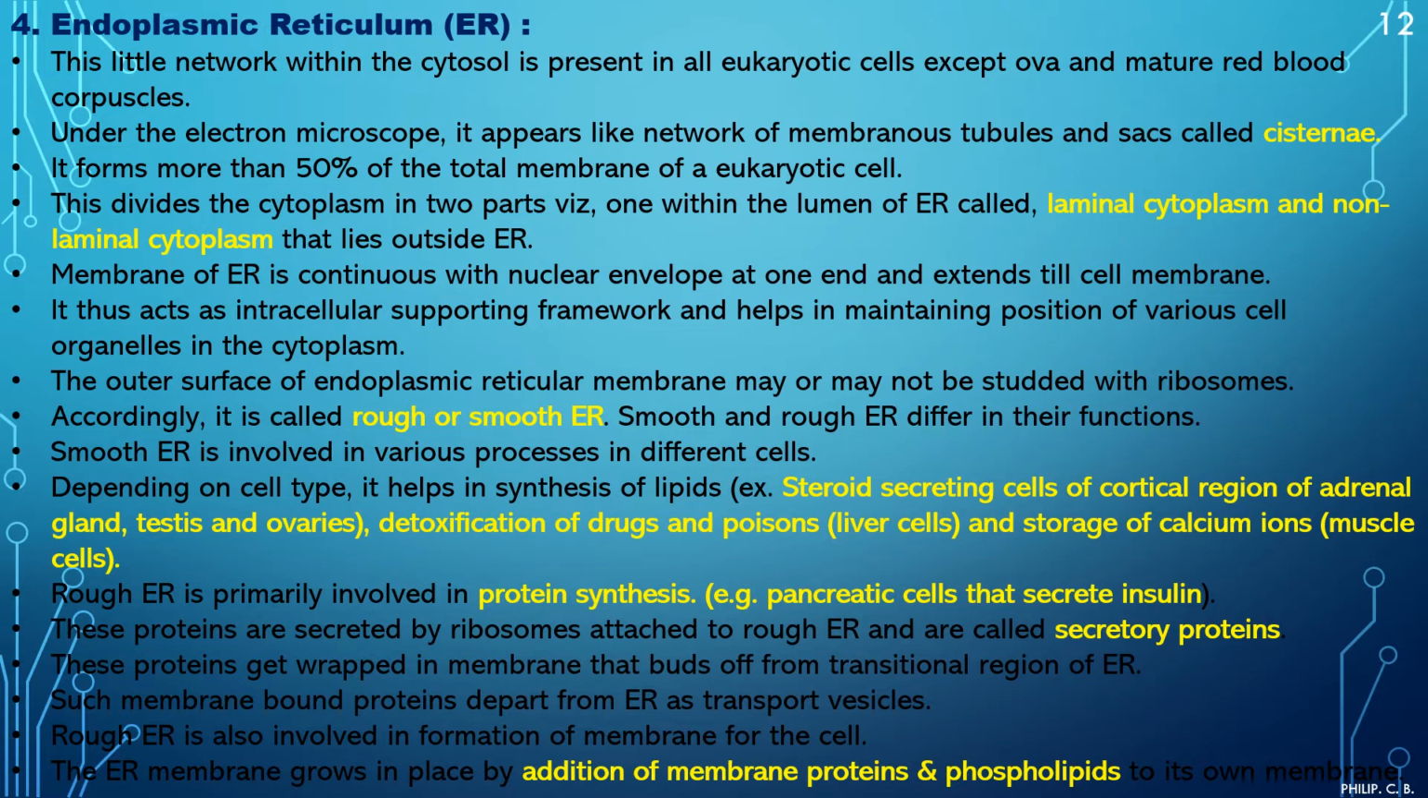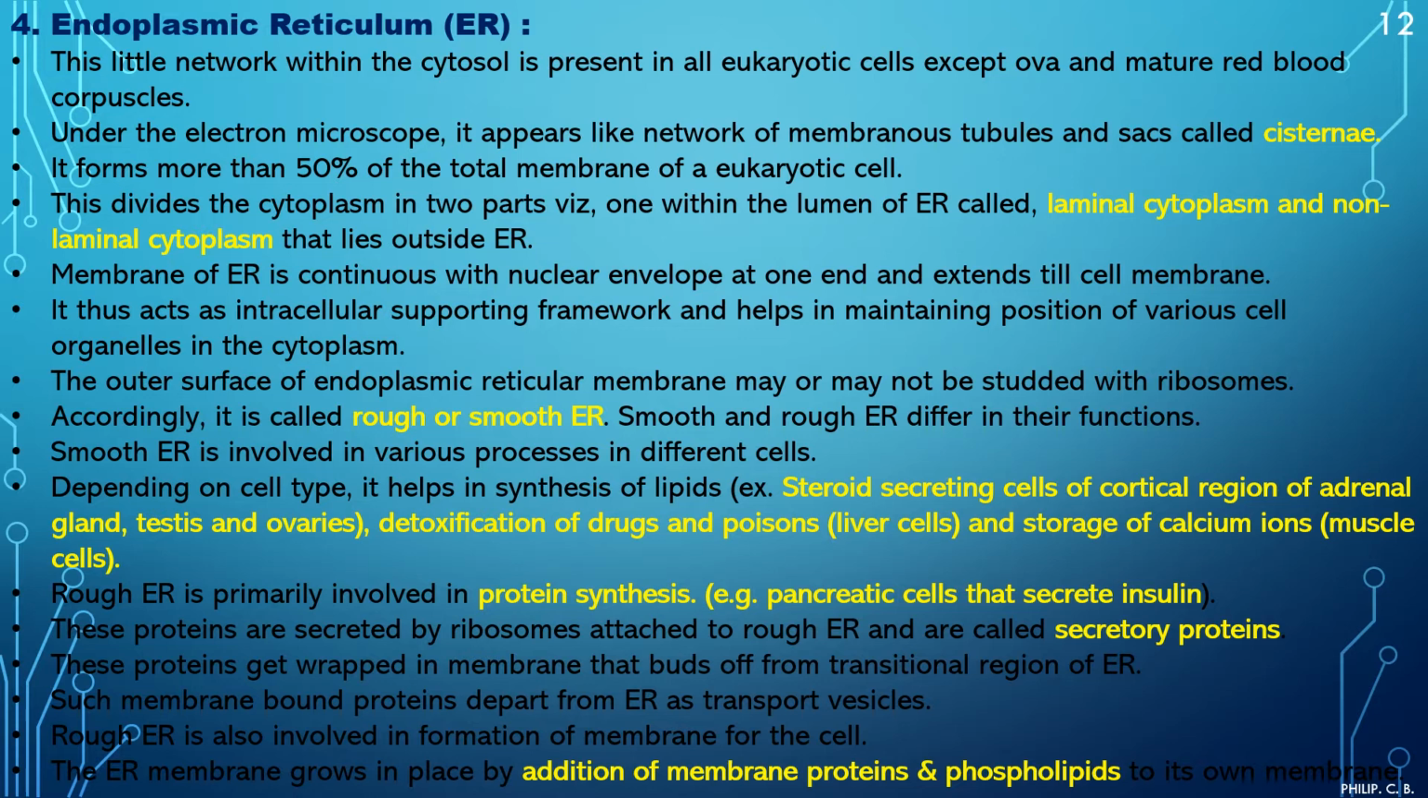Now coming to the next one, endoplasmic reticulum. Going to the first point, this network within the cytosol is present in all eukaryotic cells except ova and mature RBCs. Under the electron microscope, it appears like a network of membranous tubules and sacs called cisternae. So we can see numerous folds or sac-like appearances. In the next slide, we can see the exact part of the endoplasmic reticulum.